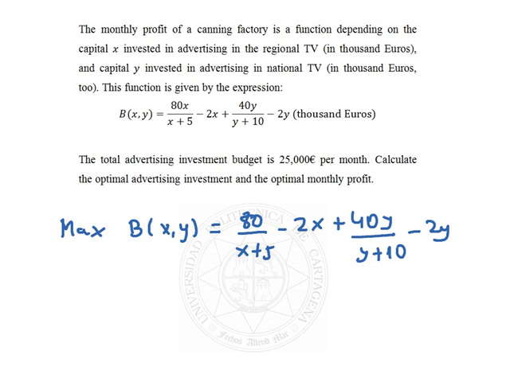In this problem, we must look for the quantities x and y which maximize the total profit measured by the function B, subject to the condition that the total advertising investment budget is €25,000 per month. As x and y are measured in units of €1,000, this condition can be written as x + y = 25. As this is a linear restriction, we can use the substitution method.